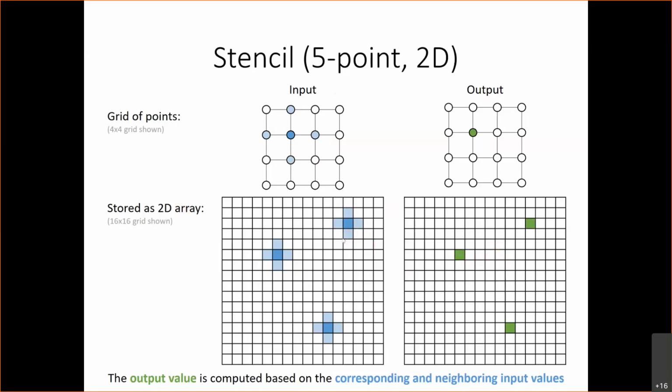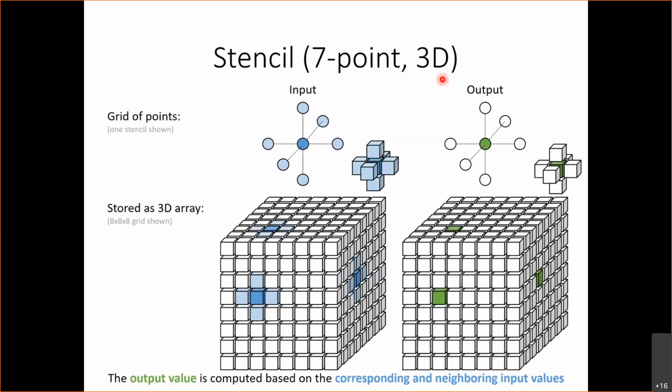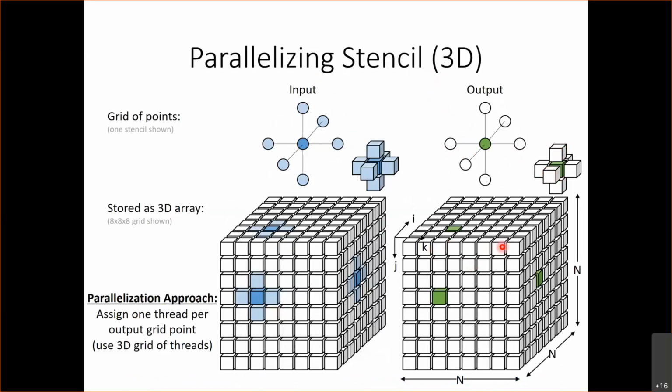We also looked at 3D stencil. In fact, we implemented 3D stencil. So this was our first experience with using three-dimensional grids. 3D stencil is the same, except that rather than just having neighbors in the X and Y dimension, you also use the neighbors in the Z dimension. And we said that a straightforward way of parallelizing stencil is by simply assigning a thread to every output element. And we can do that by using three-dimensional grids of threads.